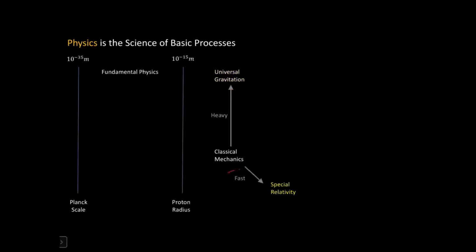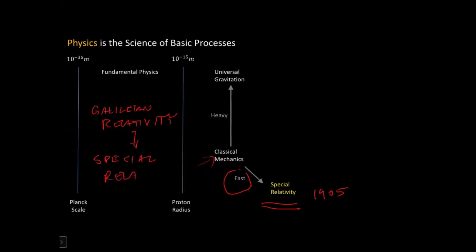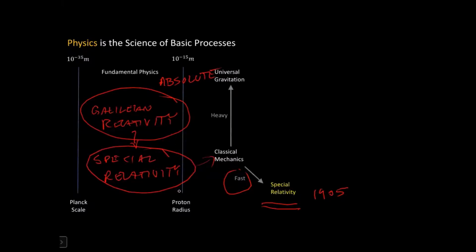The next one, if something goes really, really fast, that's special relativity. Einstein did that in 1905. It was a clean break from classical mechanics, not really a clean break, but it's a break from classical mechanics. And basically what that did is it took Galilean relativity, which is what we'll talk about in this class, and it turned it into this special relativity. And the difference between the two: in Galilean relativity, everybody sees the same thing because space and time are absolute. There's no mixing between space and time. In special relativity, space and time are relative, so space-time mixes.